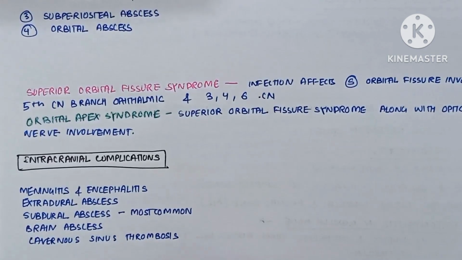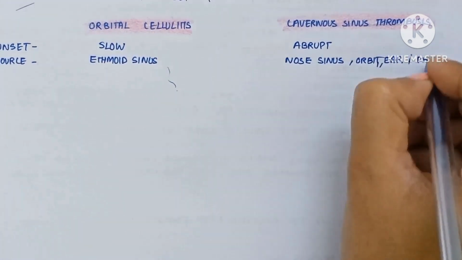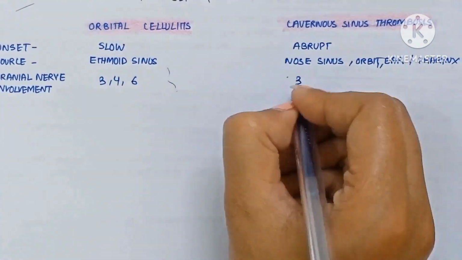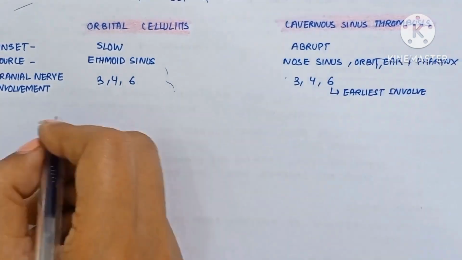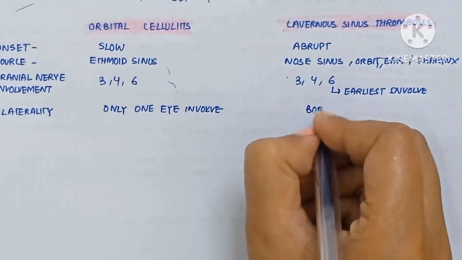The difference between CST and orbital cellulitis. First is onset: slow in orbital cellulitis, abrupt in CST. Source: ethmoidal sinus in orbital cellulitis; nose, sinus, orbit, ear and pharynx in CST. The cranial nerve involvement is the 3rd, 4th, 6th cranial nerves in both, and the 6th is the earliest involved. Laterality is unilateral in orbital cellulitis and bilateral in CST.